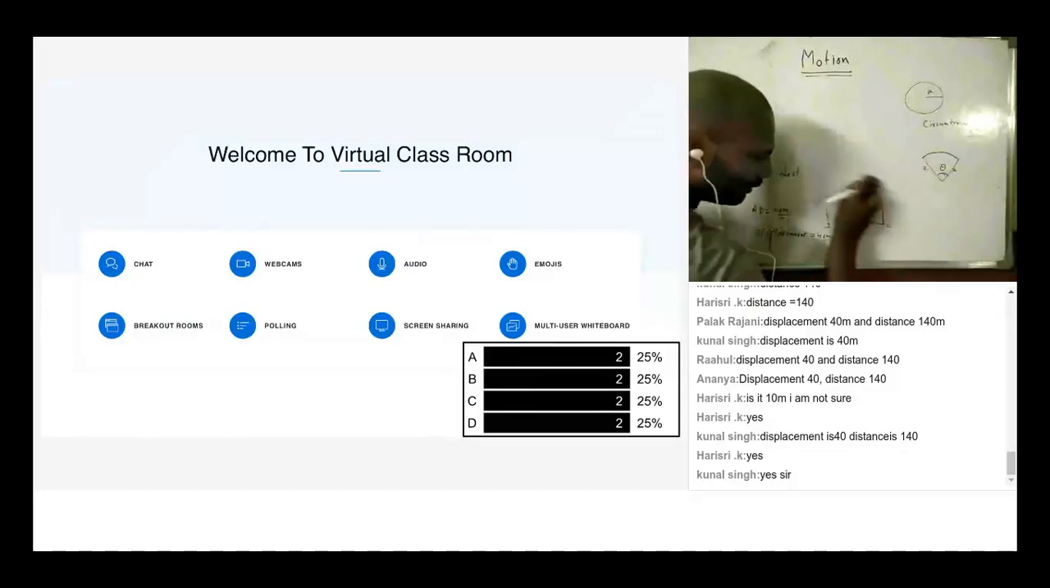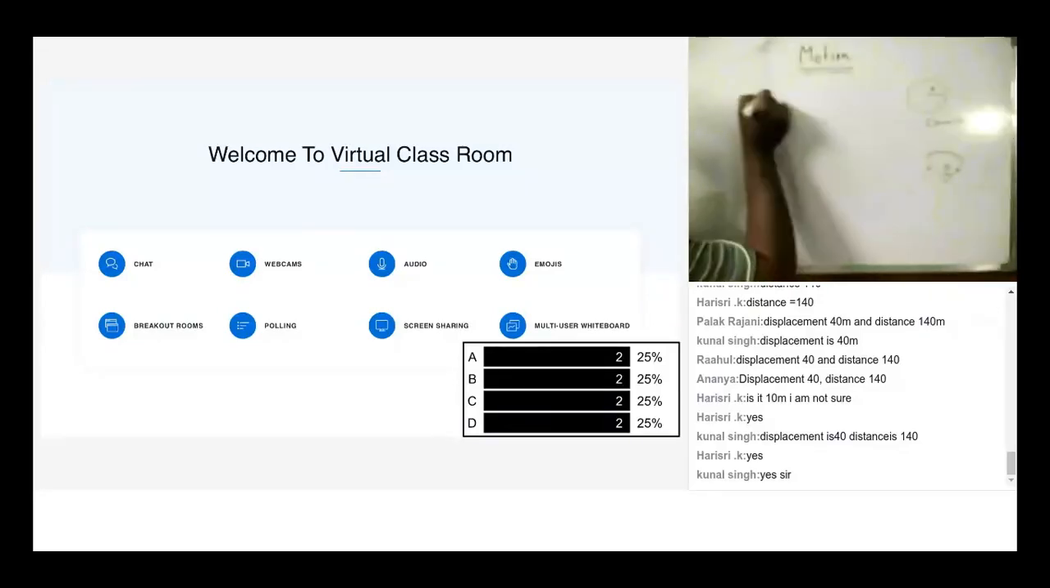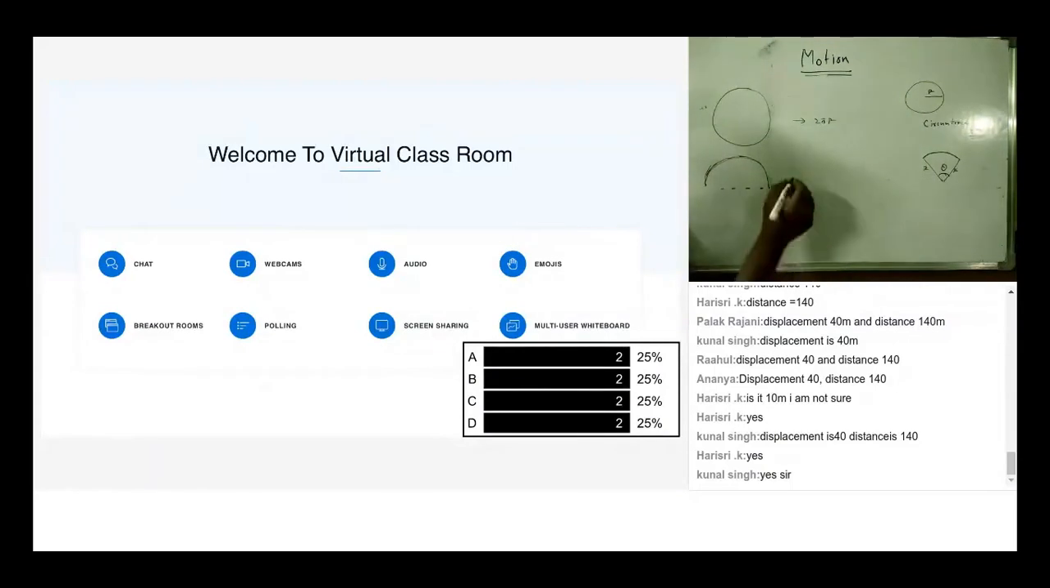For a complete circle, what is the circumference? 2 pi r. For a semicircle, the circumference is pi r. Now, what is the circumference of a quarter circle? It is half of the semicircle, so I can write it as 2 pi r by 2, which is pi r by 2, which is equal to 2 pi r by 4.